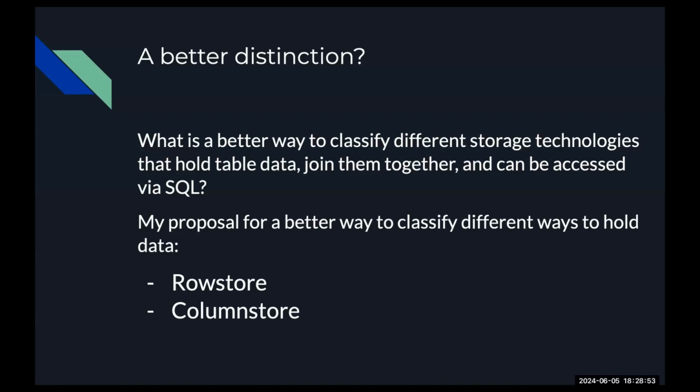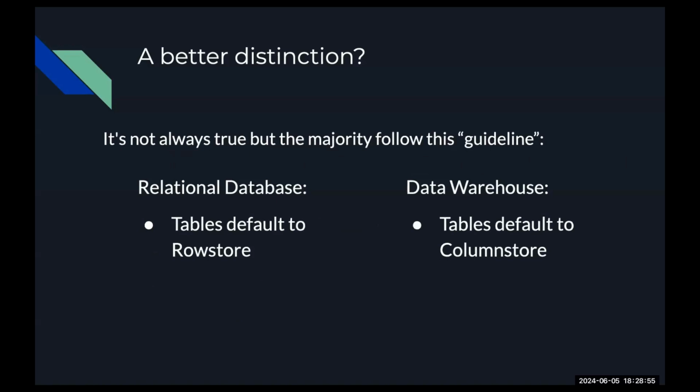For those who don't know, the answer is really simple. Relational databases tend to default to using row stores and data warehouses tend to default to column stores. As you get deeper into the differences between the two, you'll really see how the row store data structure helps traditional relational databases for their use case, and how for data warehouses, column stores maximize the performance characteristics of that individual solution.